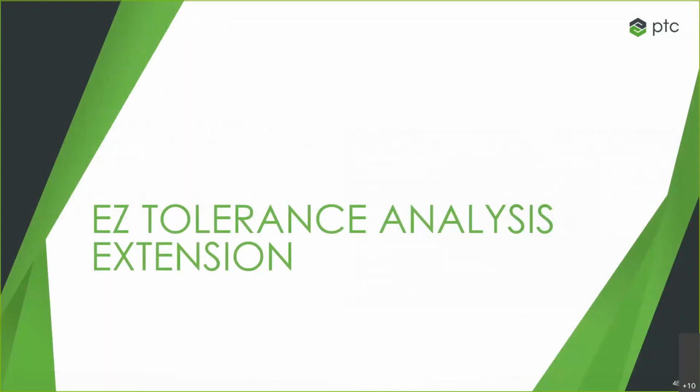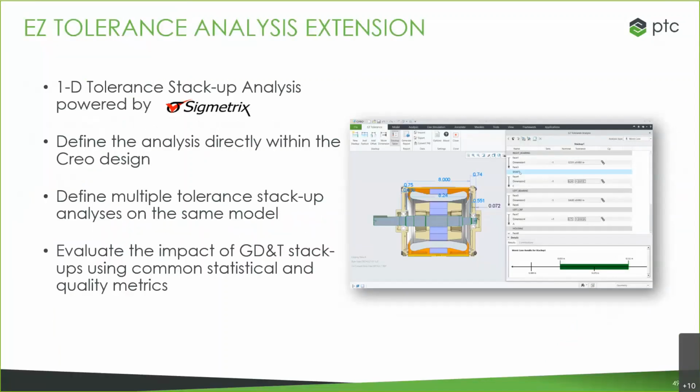And finally in here, I'd also like to discuss some of the improvements to the Easy Tolerance Analysis tool in Creo, formerly known as the Tolerance Analysis extension. If you haven't worked with this tool before, this is a one-dimensional tolerance stack-up analysis tool powered by one of our partners, Sigmetrics, to perform these tolerance analyses in our Creo assemblies. So this is something that works right from the Creo design, right from our annotations and our dimensions. It takes those tolerances, GD&T information, and as we go through and make changes, have all those changes propagated to update the analysis data.